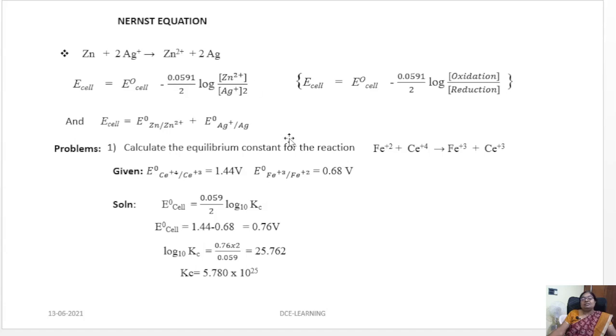For the same thing, take another example of a cell, the zinc and the silver galvanic cell. Here zinc undergoes oxidation and silver undergoes reduction. The EMF of this cell becomes E cell = E° cell - 0.059/2 log of zinc ion concentration. Oxidation and reduction may be reversible, depending on the activity and concentration of the aqueous solutions.